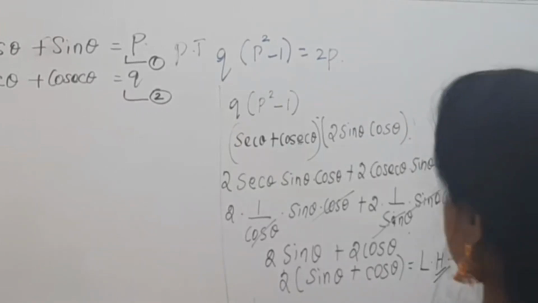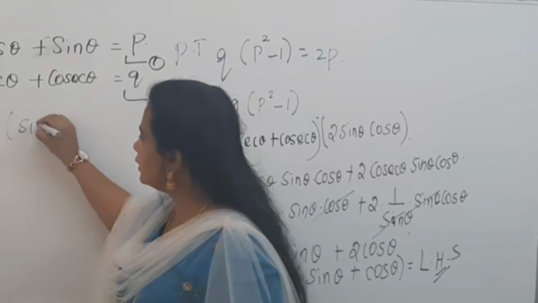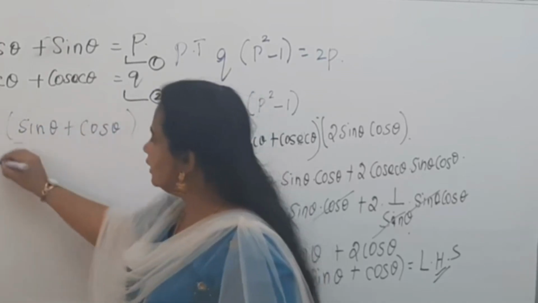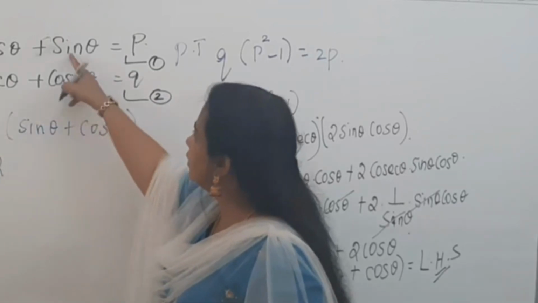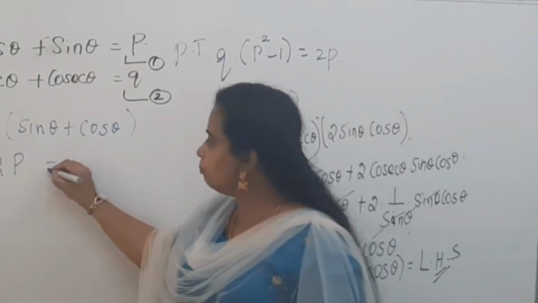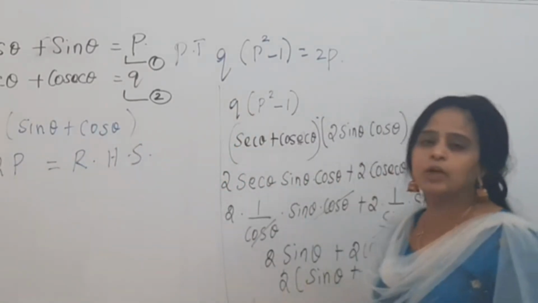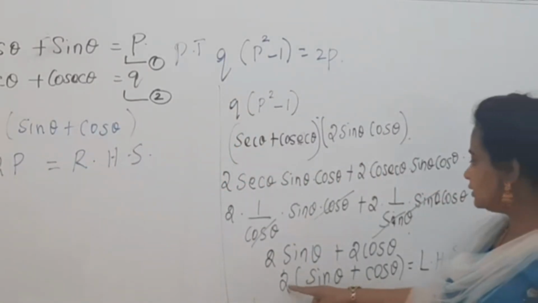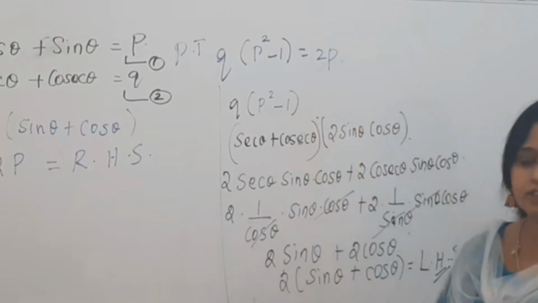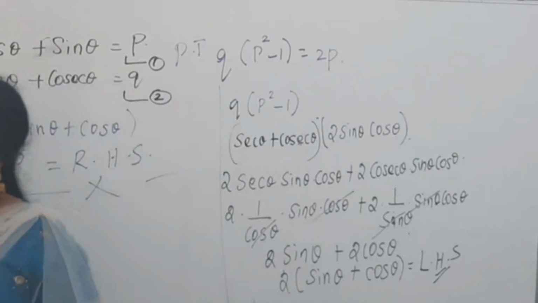Now children, you can see what I proved here is 2 into sine theta plus cos theta. That is my LHS. But you can see here 2 into sine theta plus cos theta is nothing but p. Just substitute, that is equal to p, which is my RHS. So LHS is equal to RHS. That is, I proved 2 into p, which is my RHS. So hence the proof. So we proved this identity also.